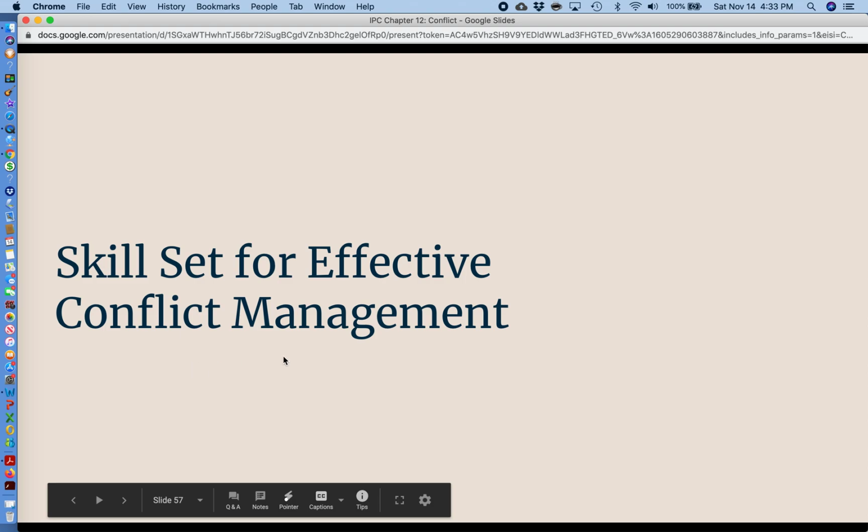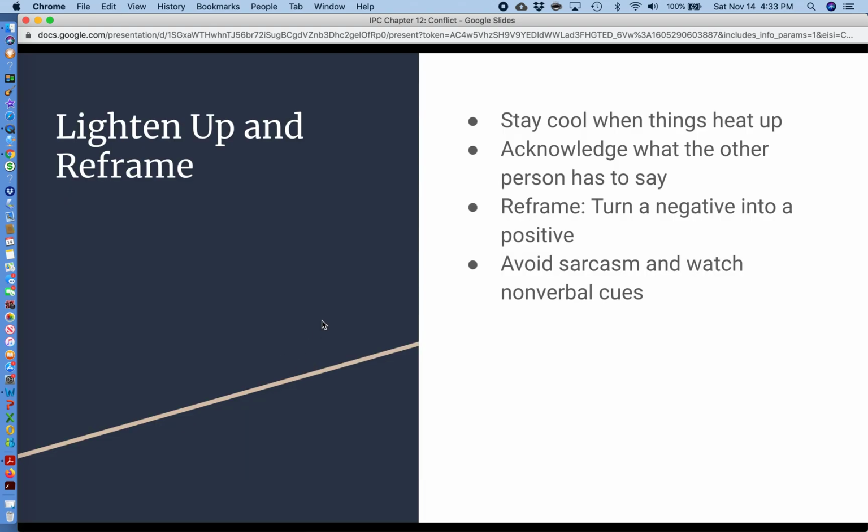All right, so let's talk about some skill sets for effective conflict management. Some general steps, good rules, best practices. The first one is to lighten up, right? So you've got to try and stay calm as confrontations and conflict escalate. We want to acknowledge what the other person has to say, and we want to try and reframe it. Now, you know from previous chapters that reframing is really just taking a negative, for example, and turning it into a positive. And that's what you want to do at the onset of conflict.